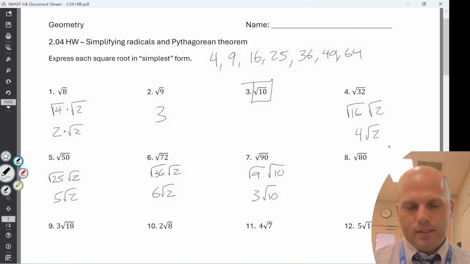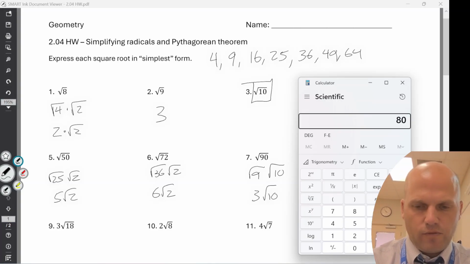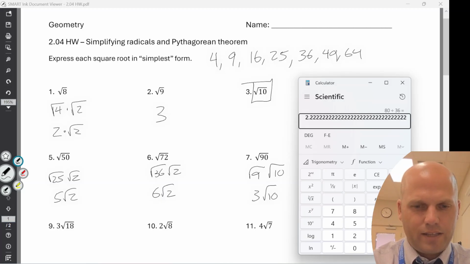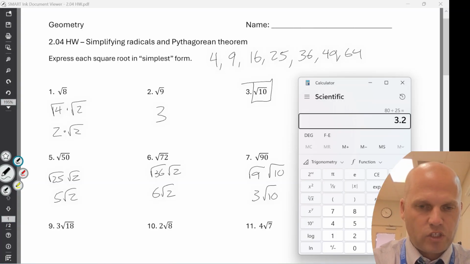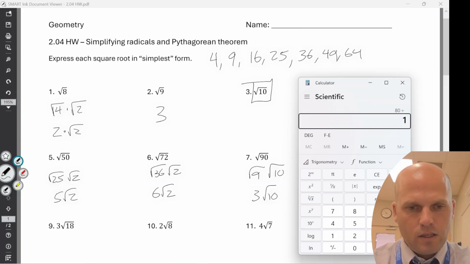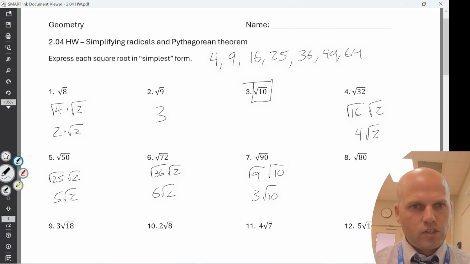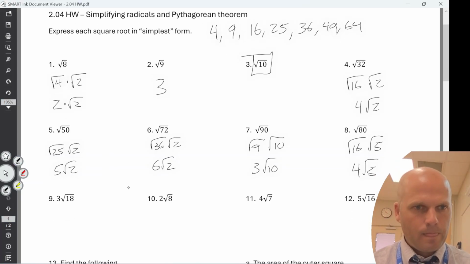Root 80. Be careful. Don't just think it's 4. Divide 80 by some perfect squares until we find the largest perfect square. And turns out 16 times 5 is 80. So root 16 root 5 is root 80. 4 root 5 is root 80.